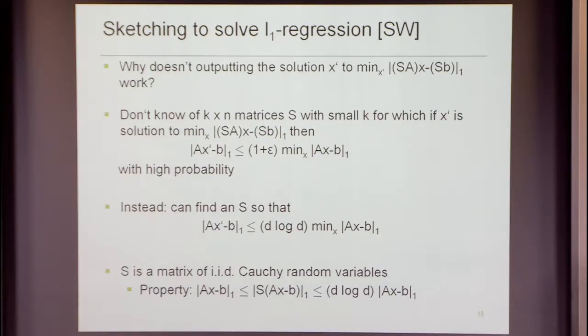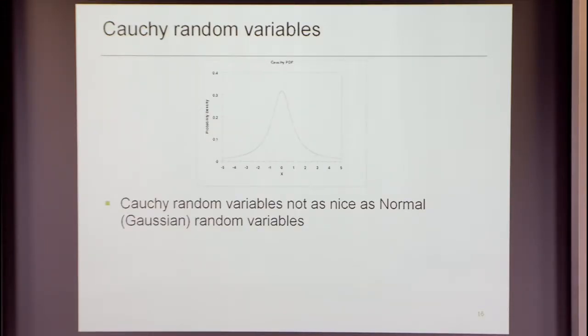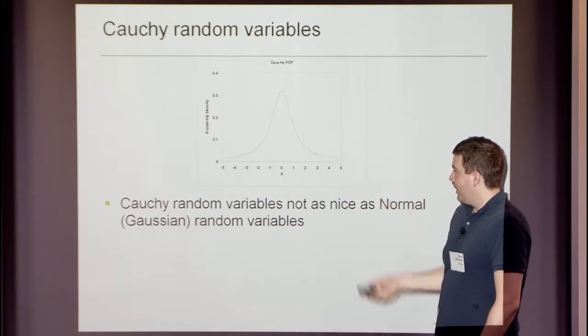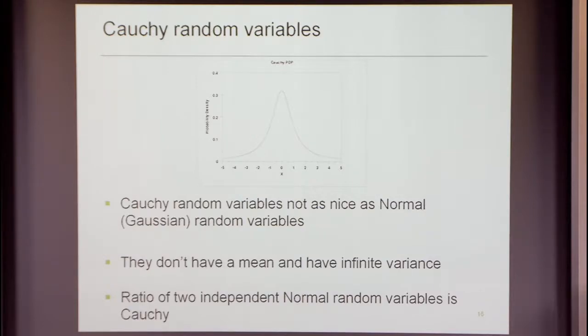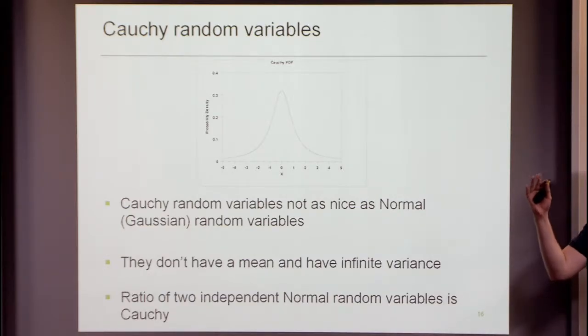So what are Cauchy random variables? They're not as nice as Gaussian random variables. They're very heavy-tailed. Here's their density function. If you try to compute their expectation, you get an integral that doesn't converge. They have infinite variance. So it doesn't seem like they're very useful at all. One question is, can we even generate them? And you can. The ratio of two independent normal random variables is distributed as a Cauchy random variable. So at least you can populate this matrix S.